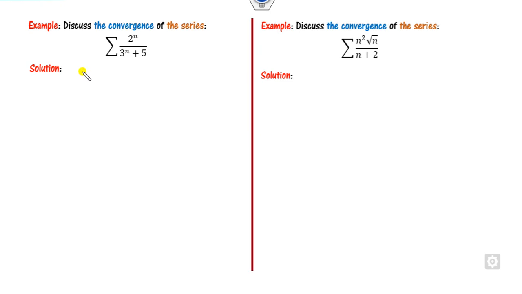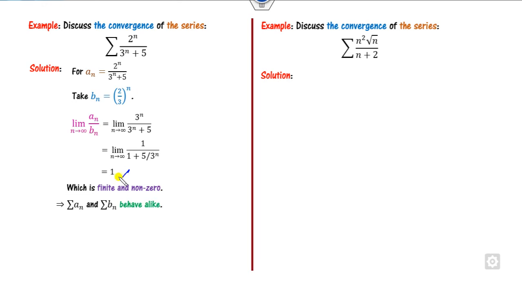Look at this one. If this is your An, how do you find the Bn? What is the highest power of n from the numerator? It consists of only 2 raised to power n. In the denominator, it's 3 raised to power n. So I can write this as 2 by 3 raised to power n, which is Bn. Now take the ratio. You will get 1, which is non-zero and finite.